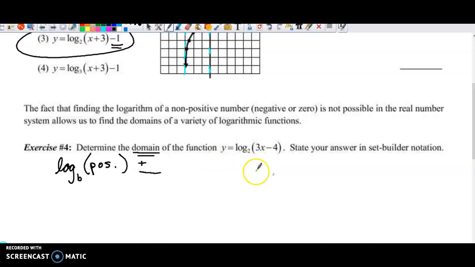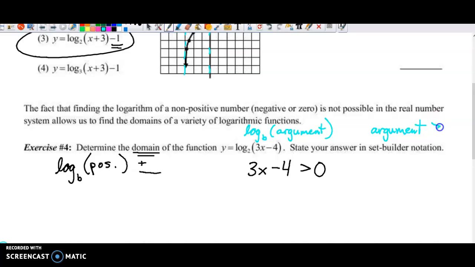All that matters when I ask you for the domain of something is that what's inside the log must be greater than 0. Be ready for this phrase. Sometimes I'll call this piece of log base b the argument. It's a pretty common phrase in math. So you might hear me say: set the argument greater than 0, because it must be positive. And at this point you can just solve it like we've solved other problems, where you add 4 to the right side and then you divide by 3 and just leave it like that.